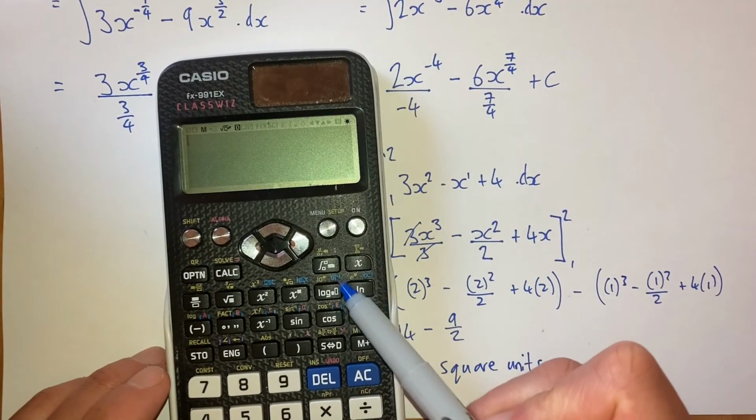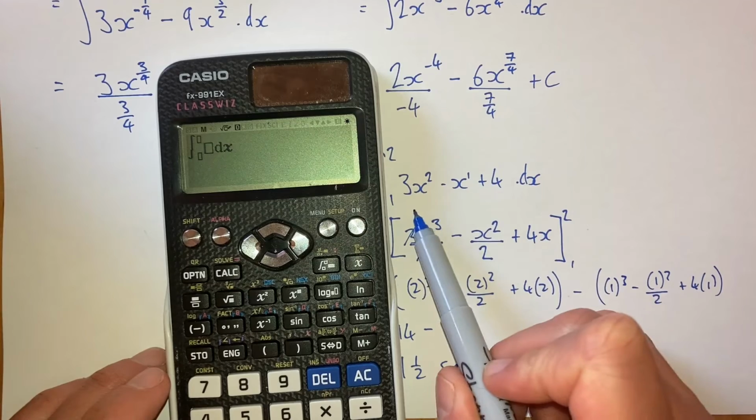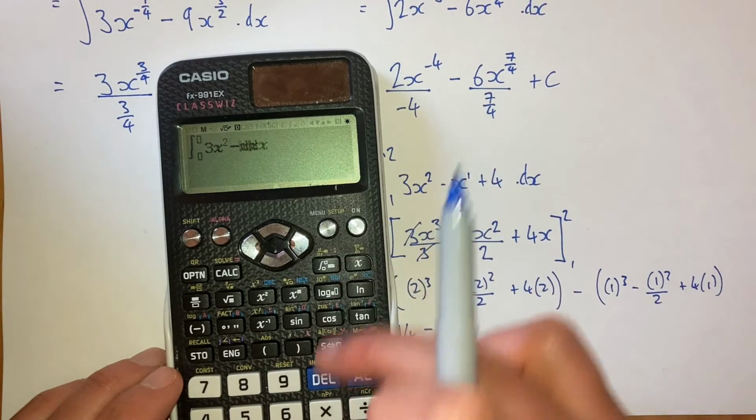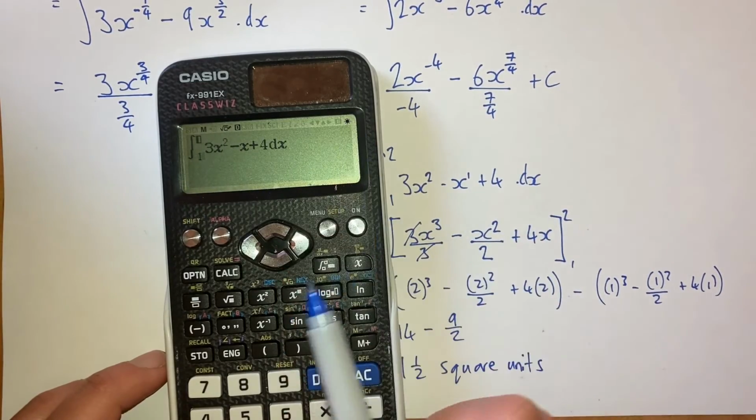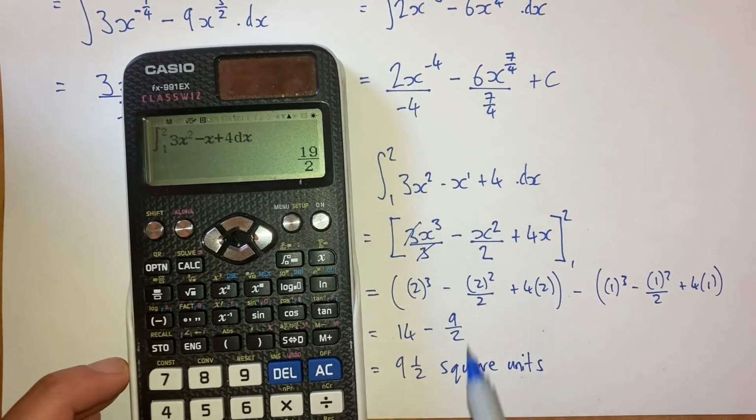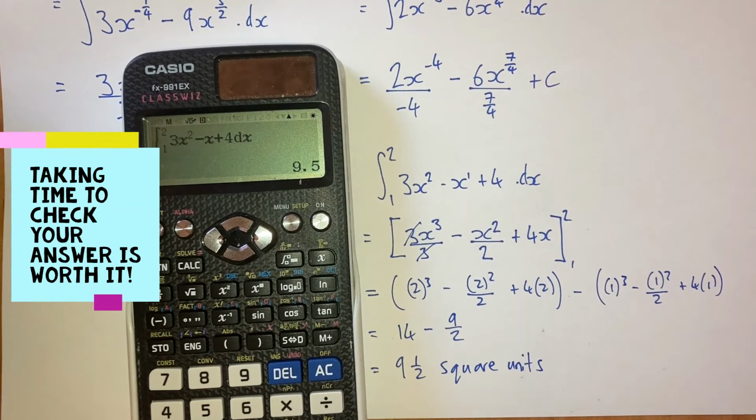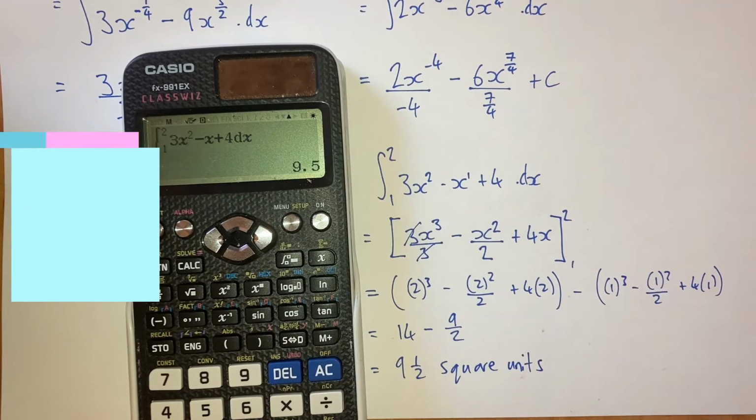So there is an integral function just here. You press that and then you write in the integral, the original one. So 3x squared minus x plus 4. Write in the limits, so we had 1 and 2, and it gives you the answer 19 over 2, which is 9.5. This is a great top tip for an exam. You can always check your answer for a definite integral.